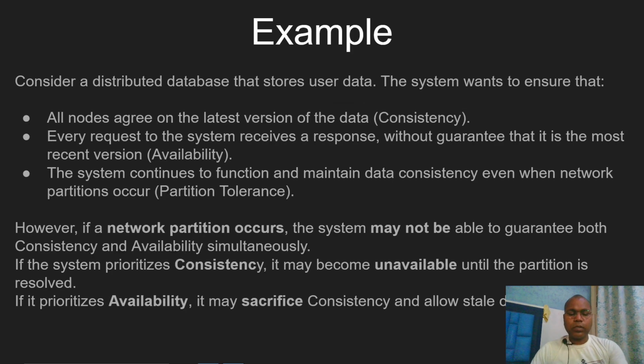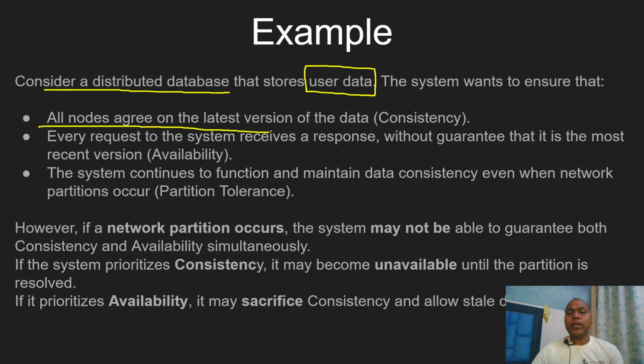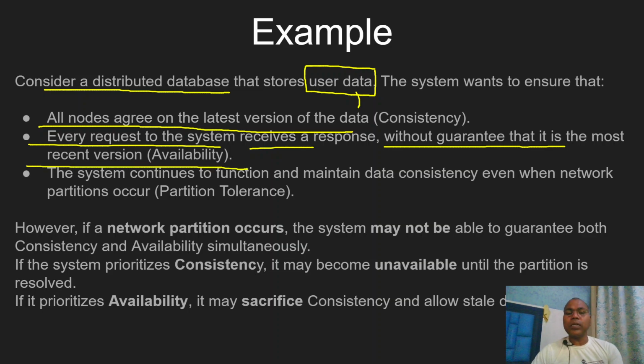So let's talk about one simple example. In the distributed database, we are going to use user profile, user data. In all the possible scenarios, all the nodes agree to give the latest version of my user profile. That means consistency. Every request receives a response, without the guarantee of the most recent data. Availability means you can always receive the data, but sometimes it's not guaranteed you get the recent, updated value.